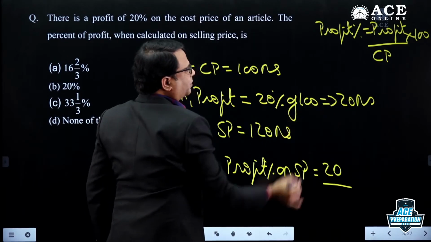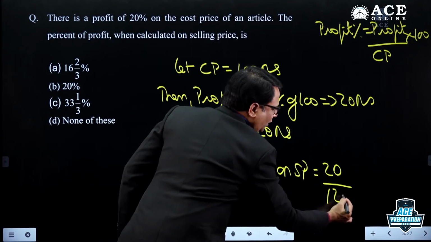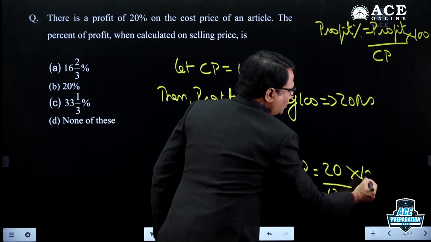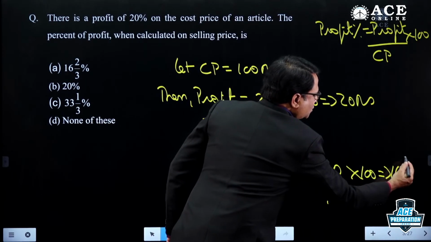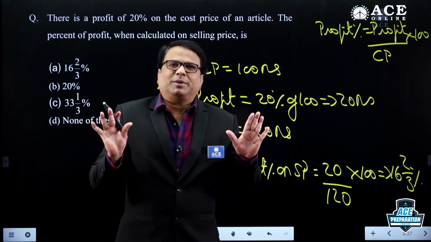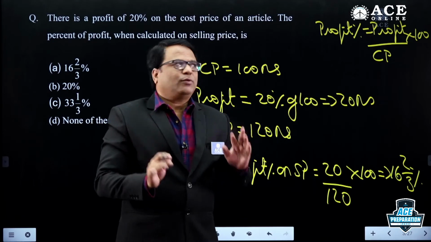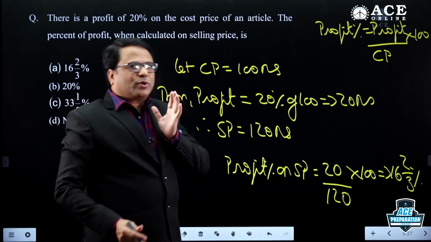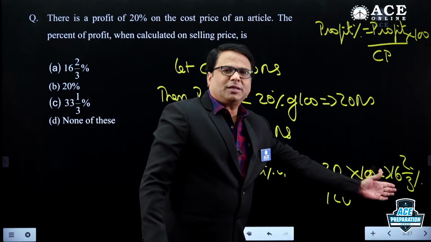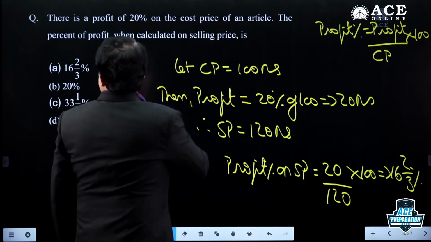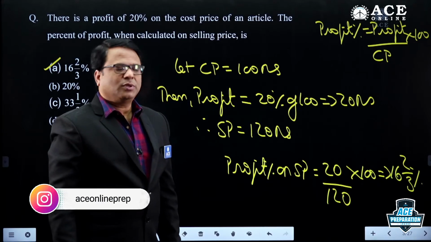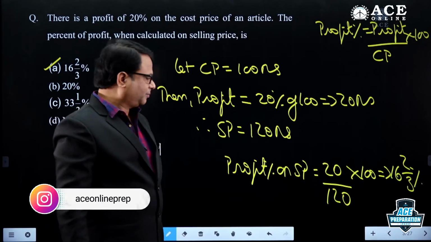We know profit is 20 rupees by selling price. Selling price is 120, we got the selling price 120 here, then into 100. And that gives you 16 2/3%. So if you calculate profit percent correctly, properly, then it would be 20%. But if you calculate the profit percent on selling price, then it will be 16 2/3%. So this is the problem. So we take choice A as the answer. Okay? Now let us look at the next question.